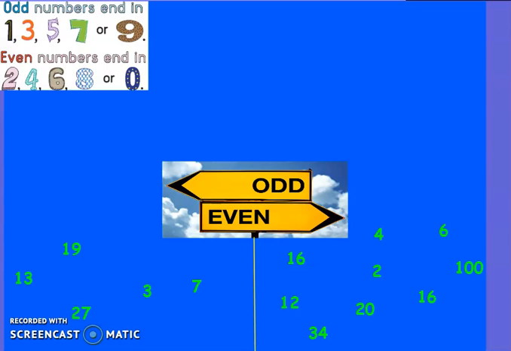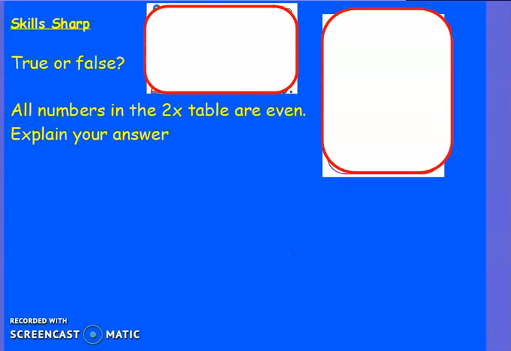Pause the video to mark those, and if you want to keep practicing, maybe you could have a go at writing 10 numbers of your own in the correct section under odd or even. And if you'd like to send those to me to mark, you can send me a picture to our year group email address. If you're confident with this, let's move on.